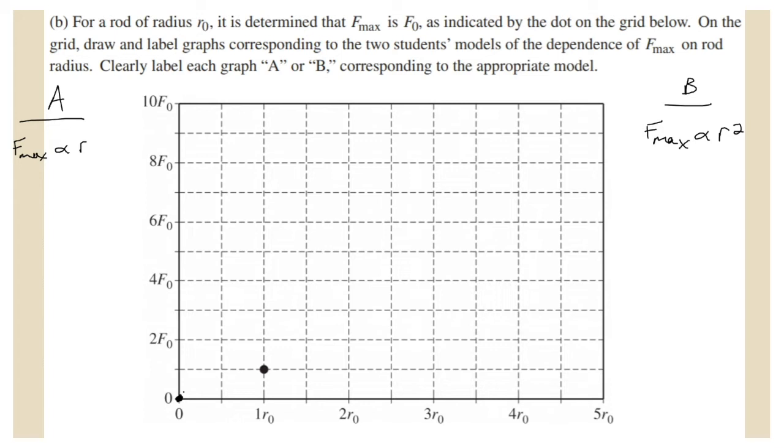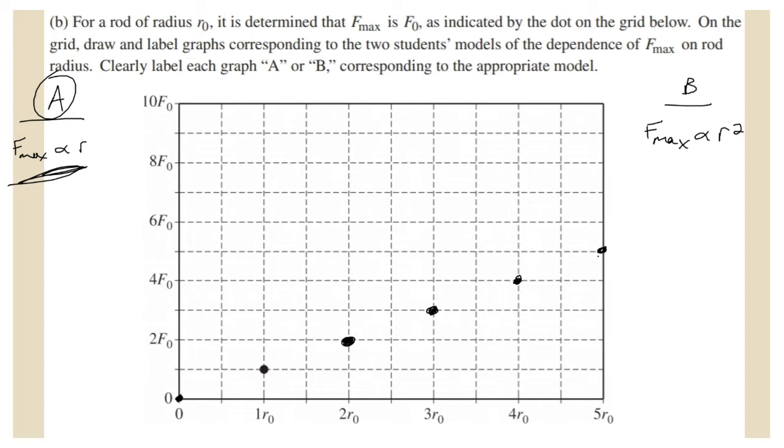If the rod has no radius, it effectively doesn't exist, and therefore there would be no breaking force. Starting with A, this is really simple because this student says F max is directly proportional to R. And so what that means is when the radius doubles, the force doubles. And so 2R0 is going to have a breaking force of 2F0. Of course, 3R0 is going to have 3F0. 4R0 is going to correspond to 4F0, and 5R0 with 5F0.